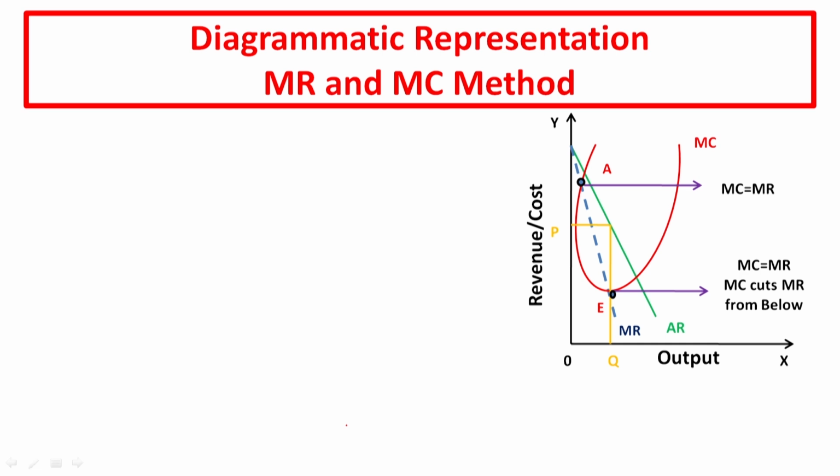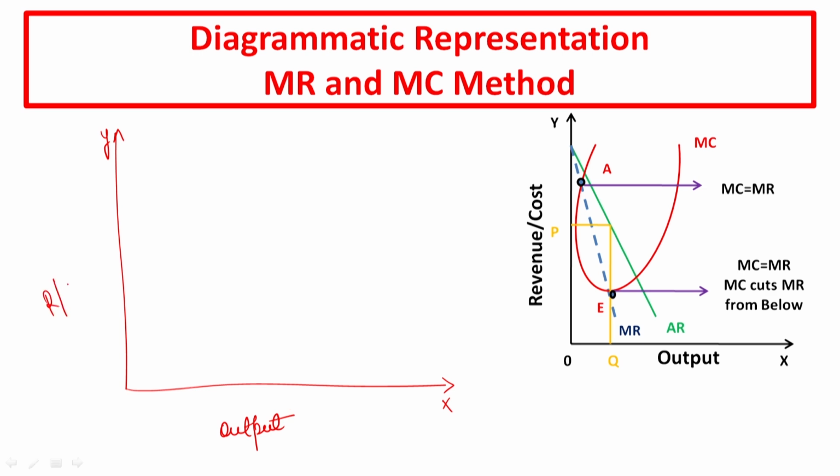Diagrammatic representation of MR and MC method. Two axes need to be drawn. This is your x-axis, this is your y-axis. Output is shown on the x-axis, revenue and cost is shown on the y-axis. Then you have to draw the AR, which is falling. Then you have to draw the MR, which is falling. It needs to be a steeper one.